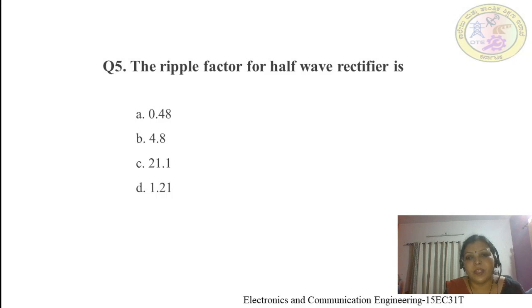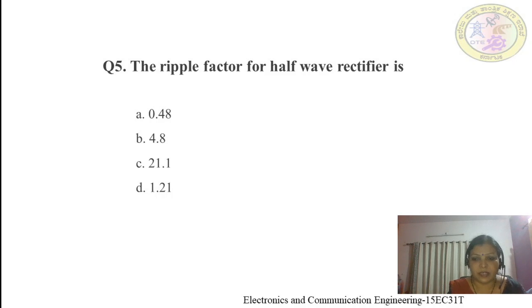So the ripple factor is the amount of AC component present in the DC output. Hence it is the measure of the amount of ripples present in the DC output. A ripple is nothing but a noise quantity, which is the indicator of the performance of a rectifier, how good the rectifier is. So just tell me whether the ripple factor should be more or less for a good performance. It should be less for a good performance.